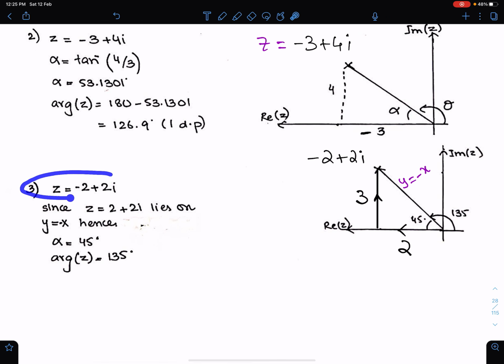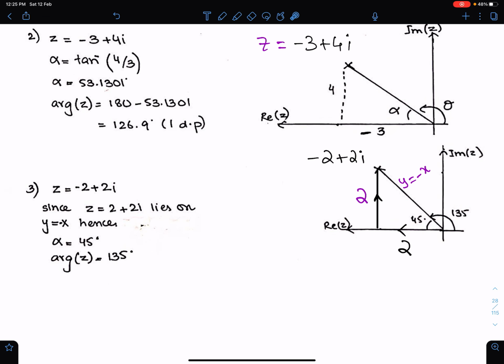Now we have to find argument of this complex number. Minus 2 means 2 units left, and 2i means 2 units up. So this is here. So this is the argument. Since both the numerical values of real part and imaginary part are same, 2 is equal to 2, therefore the equation of this line is y is equal to minus x. Hence its argument must be 135, because this angle is 45.